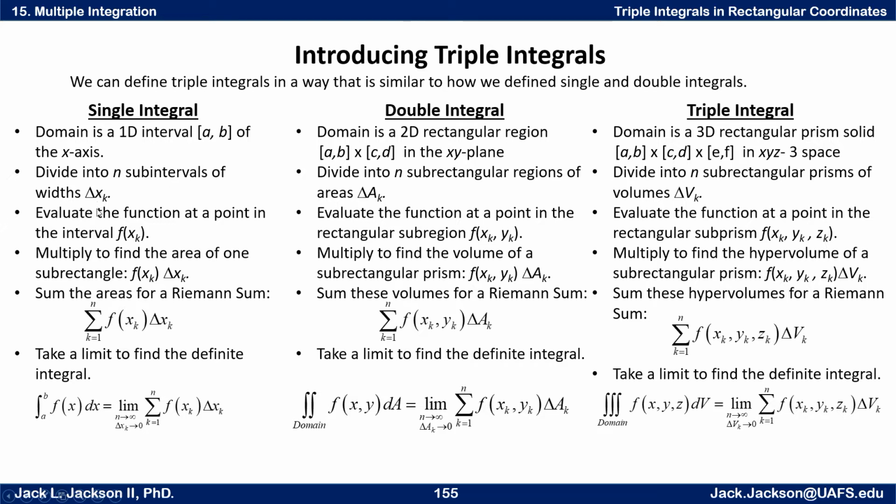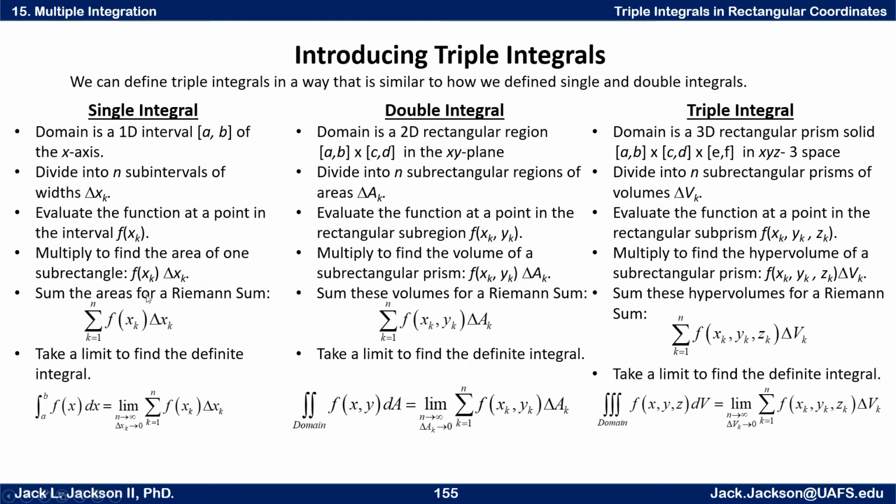We pick some x sub k in each of those intervals: x sub 1 in the first interval, x sub 2 in the second interval, and so forth. And we evaluate the function at that point to get f of x sub k. We multiply f of x sub k times delta x sub k, and this gives us an area of a subrectangle. Its width is delta x sub k, and its height, or signed height, is f of x sub k. So when I say area here, I probably should say signed area.